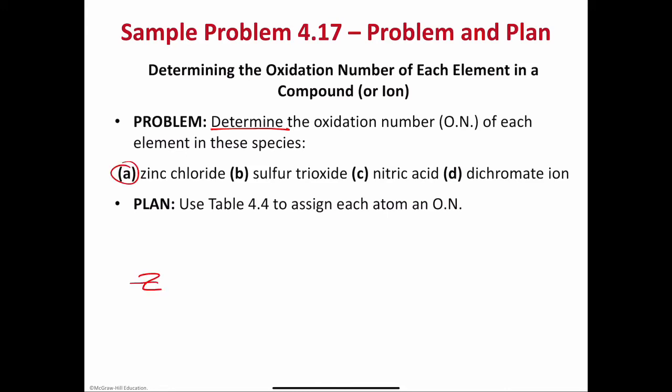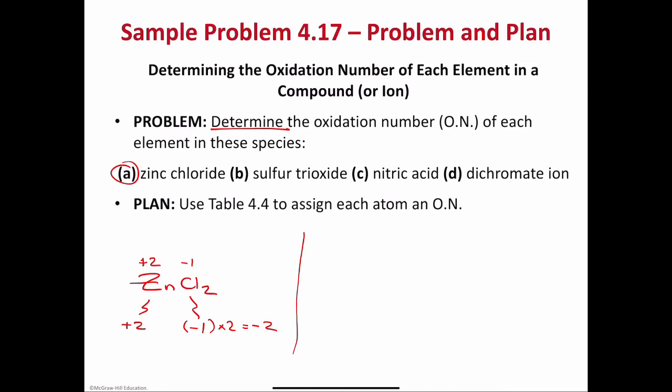So we'll write out the formula for zinc chloride. If you remember that when chlorine is combined with a metal, it has an oxidation number of -1. And since I have 2 chlorines in zinc chloride, -1 times 2 gives me a total of -2. That means my oxidation number for zinc must be +2. So my zinc is +2 and my chlorine is -1.